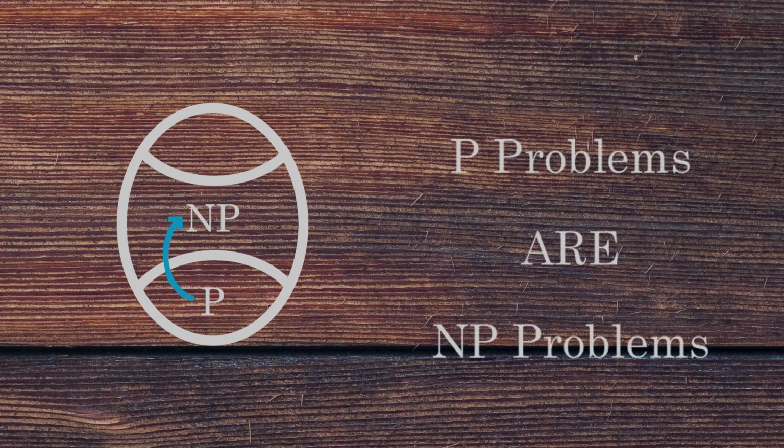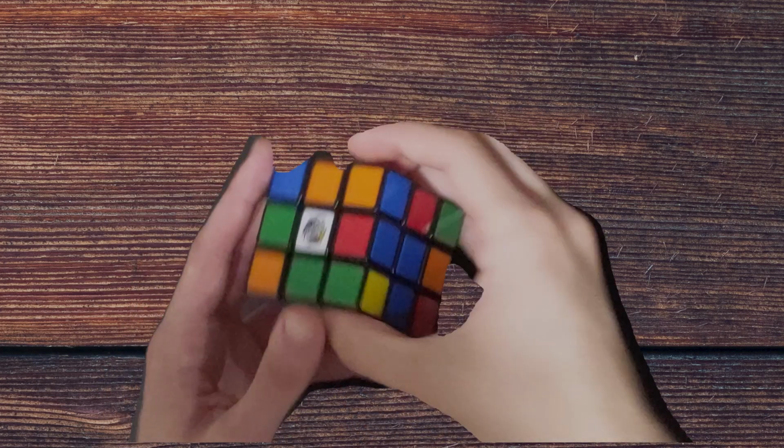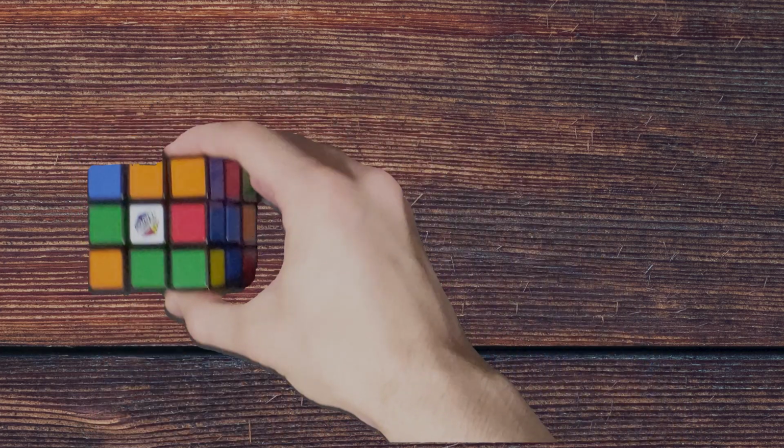However, not every problem that can be verified in a reasonable time can also be solved in a reasonable amount of time. Further, just because P problems are also NP problems, that does not mean that P equals NP. Our friend the Rubik's Cube is another example of an NP problem. However, there's also an example of something called an NP complete problem.